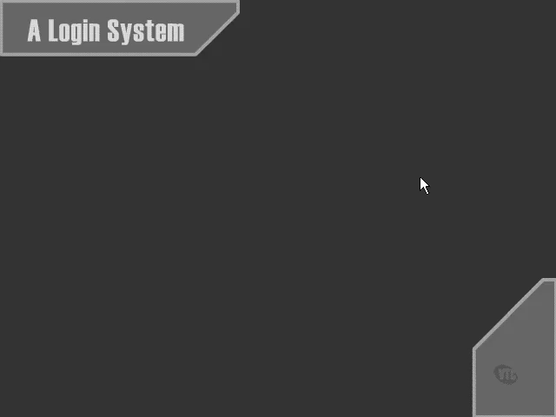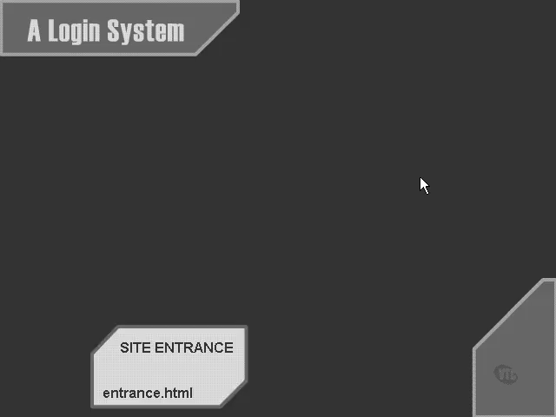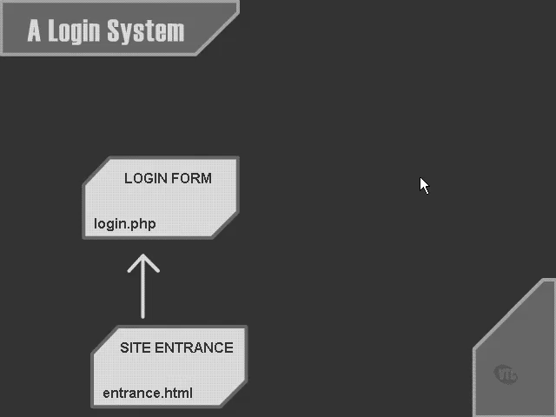As we saw in the first movie of this chapter, we're going to start building our login system by writing an entrance page in static HTML, and then we're going to write the login script, which is going to contain the form where the user can enter their username and password.